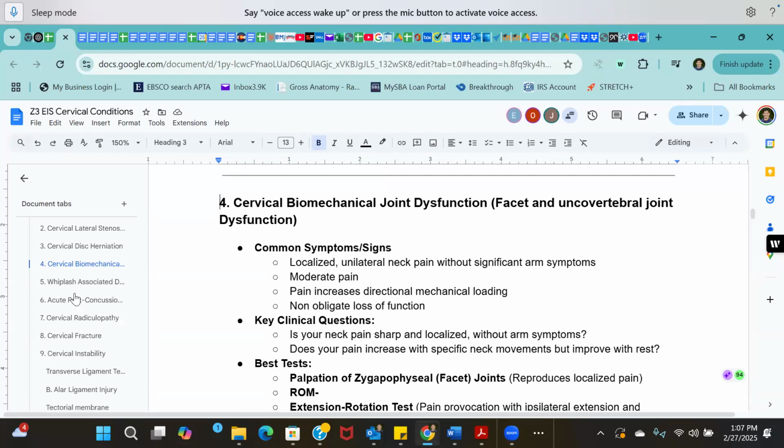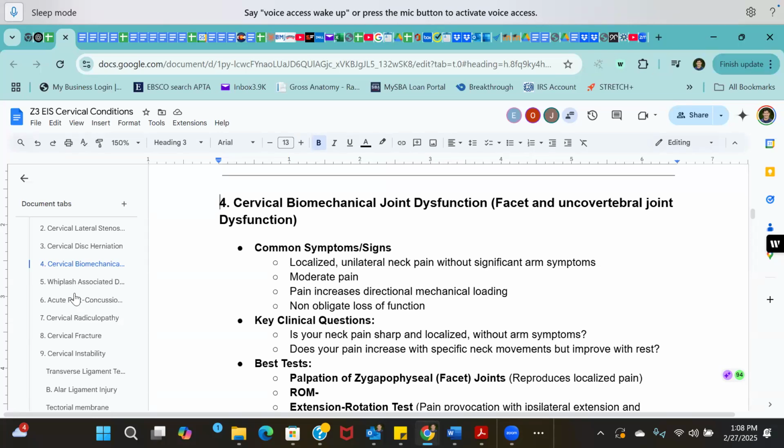H2 would be a potential C6-7 disc herniation. Okay, good. And the reason why you want to have that is because if you just go asking blind questions, you start poking around in the dark and it gets a little more confusing.